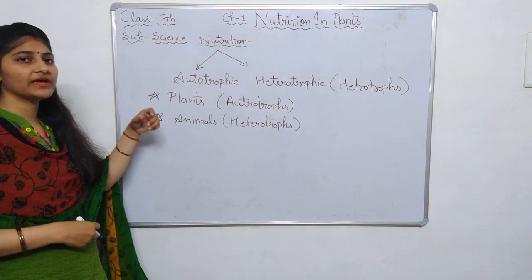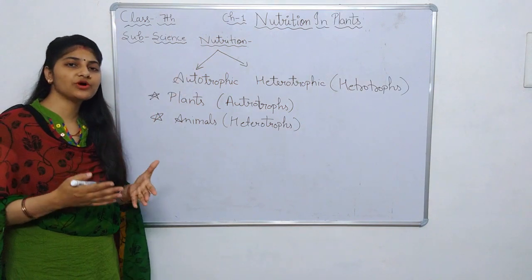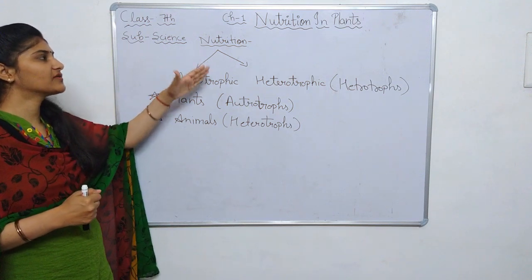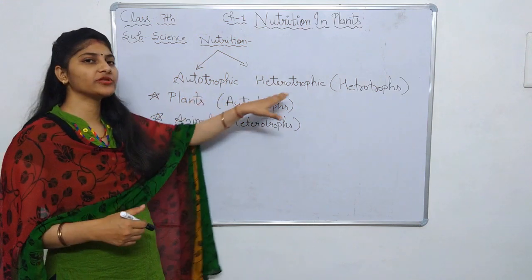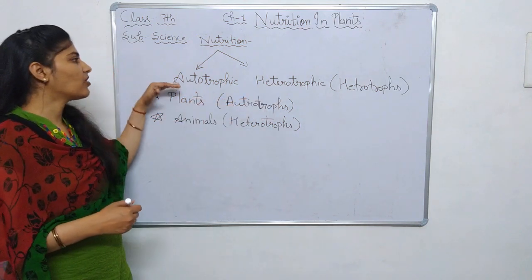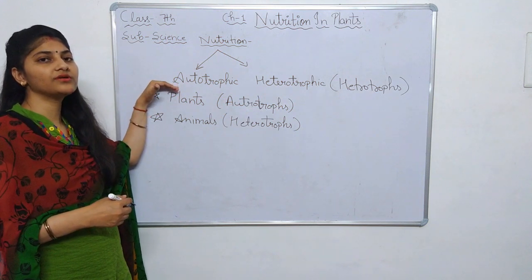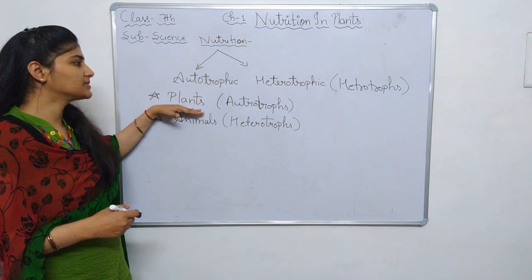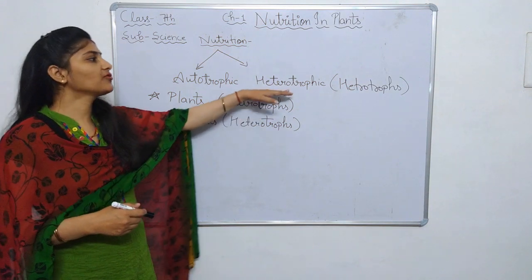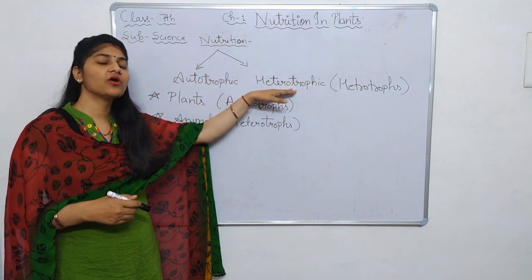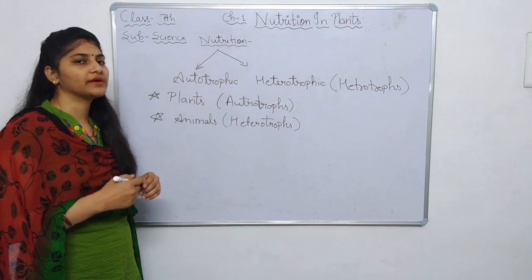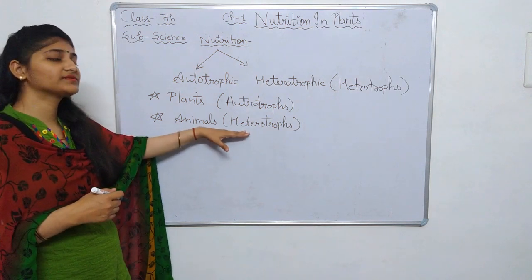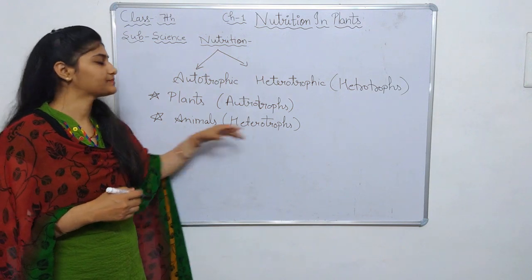So, let's revise it once again. Nutrition is the process of taking food, and the utilization of food is called nutrition. It is further divided into two types, autotrophic mode of nutrition and heterotrophic mode of nutrition. In autotrophic, those organisms are included which have the ability to make their food by themselves, that is the plants. So these plants are called autotrophs. In heterotrophic mode of nutrition, all those organisms are included which depend on other organisms for their food. Hence they are called heterotrophs and animals are heterotrophs.